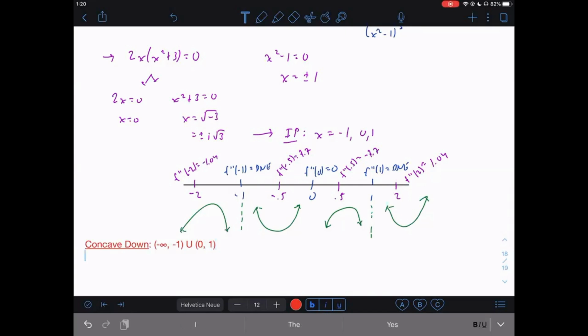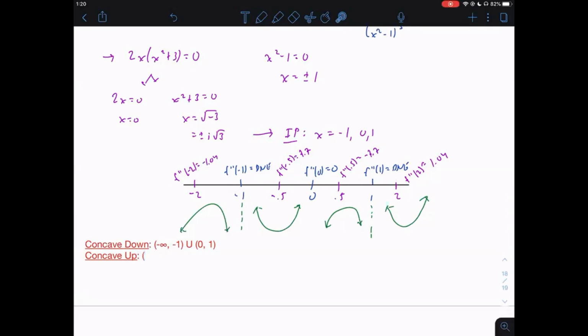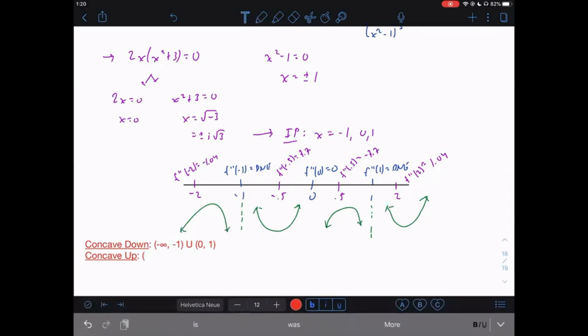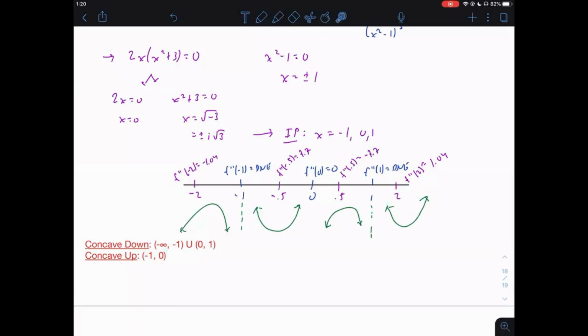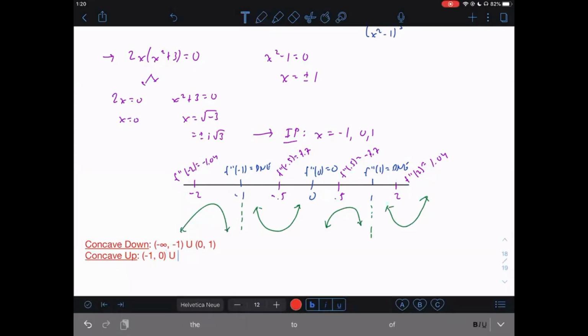Okay, and then it's going to be concave up between -1 and 0 on the x-axis. It is concaving upwards between -1 and 0, but also opens upwards after +1. It's concave up from -1 to 0, or when x is greater than 1, from 1 to infinity.